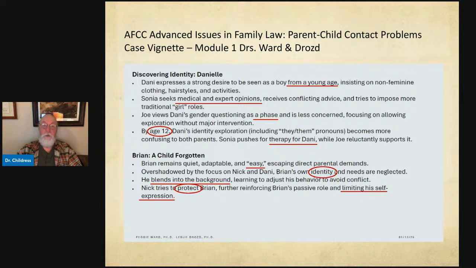Mom seeking medical and expert opinions. I'm worried about factitious disorder with mom, creating pathology in the child for her role as being the medical expert taking care of the children. And so she's in a comfortable role if she's taking care of a medicalized child. Dad is maybe minimizing, just saying it's a phase. And we have this situation going on for a long time.